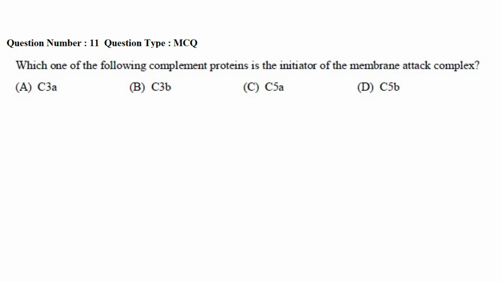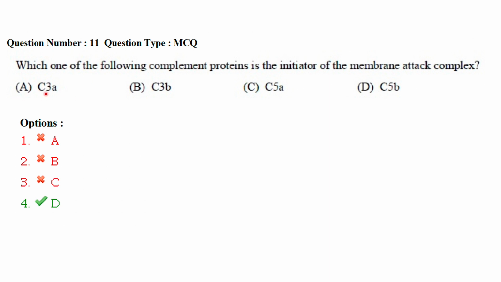Now coming back to the question: which one of the following complement proteins is the initiator of the membrane attack complex? C3A, C3B, C5A, and C5B. The answer would be C5B, because we saw that it binds with C6, C7, C8, and C9 and inserts itself in the membrane of the cell. So that is the membrane attack complex.